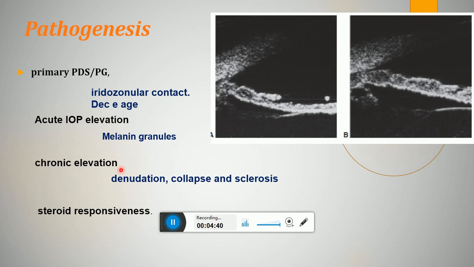Acute IOP elevation can occur due to direct trabecular obstruction by released melanin granules. Chronic elevation appears to be caused by pigmentary obstruction of the intertrabecular spaces and damage to the trabeculum secondary to denudation, collapse and sclerosis. Patients with pigmentary glaucoma have an increased incidence of steroid responsiveness.